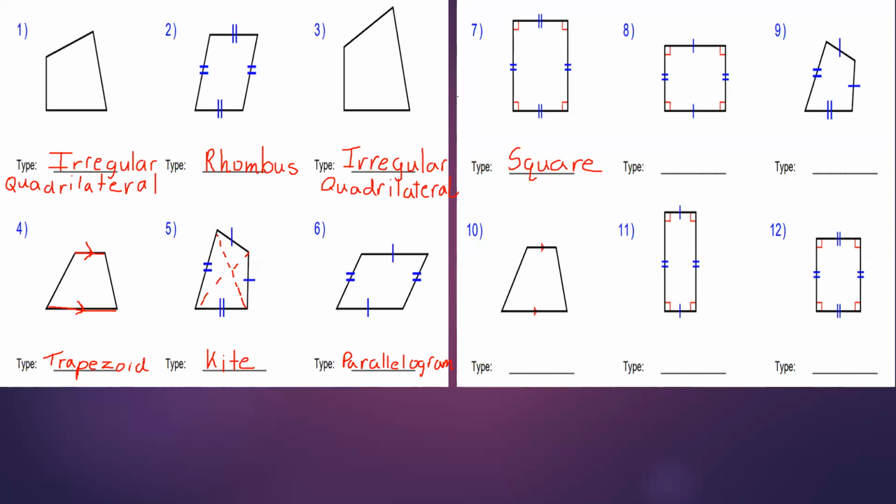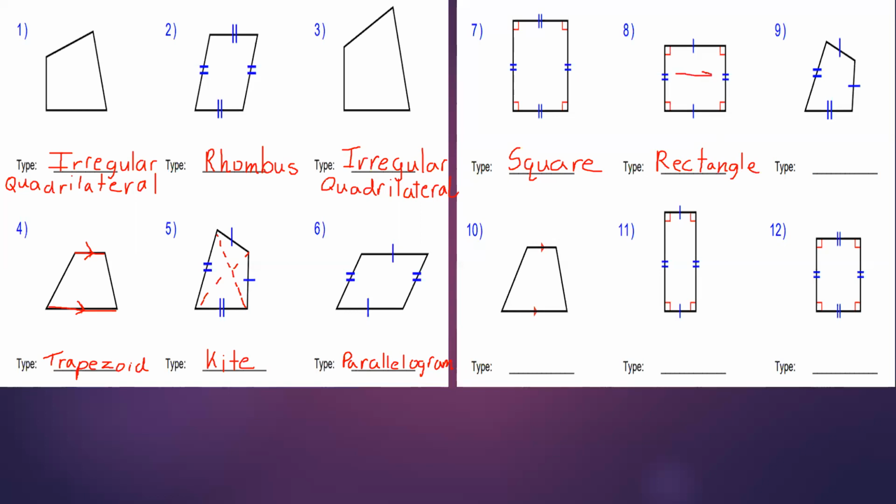Who's next? I want Kai. Kai, tell me what number 8 is. Parallelogram. Number 8 is a parallelogram. What specific type of parallelogram? A rectangle. Number 8 is a rectangle. How do we know it's a rectangle? Because opposite sides are equal.